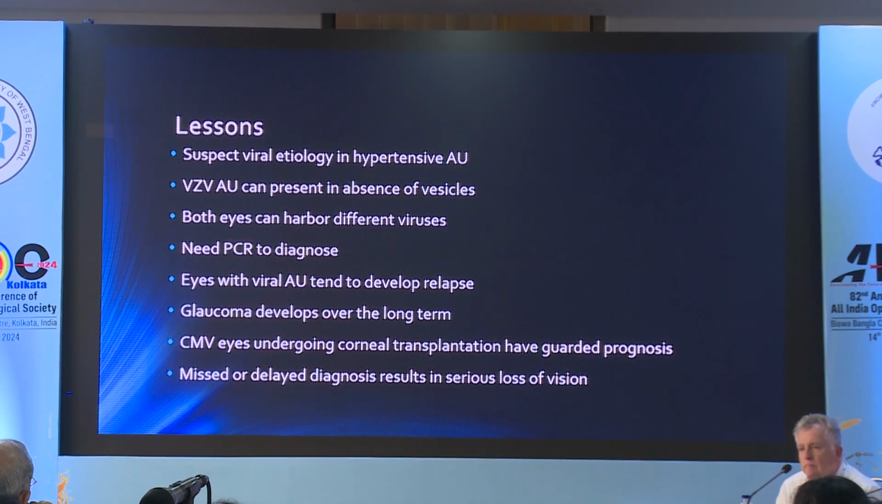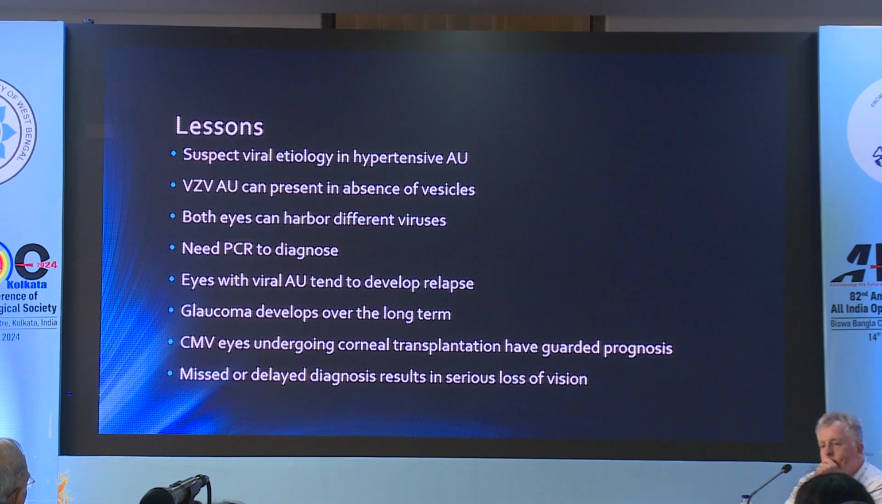So suspect viral etiology in hypertensive anterior uveitis. VZV anterior uveitis can present in the absence of vesicles, and so you really need PCR for analysis. Both eyes can harbor different viruses. You need PCR really to make the diagnosis, to give the appropriate treatment. Eyes with viral anterior uveitis tend to develop relapse. Glaucoma develops over the long term, and so does cataract.